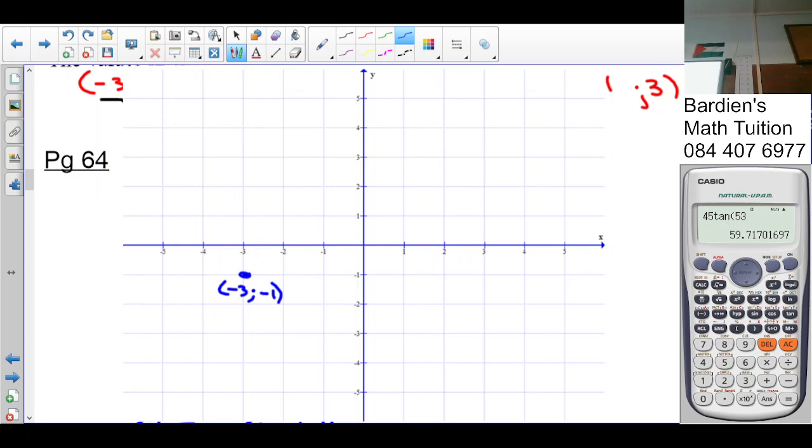The next one? Negative 2 and 0. The third one? 0 and 2. The next one? 1 and 3. Next one? 2 and 4. The next one? 4 and 6. The 6 about there. Next one, and that's it.